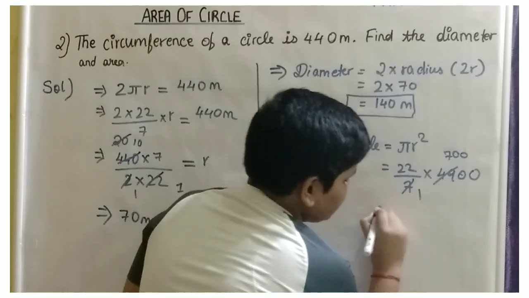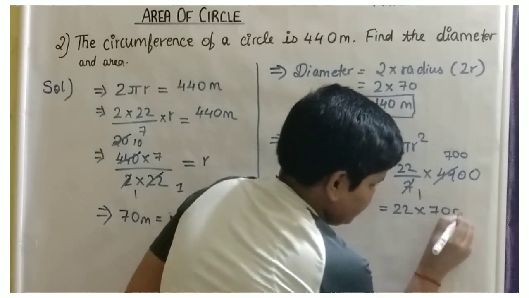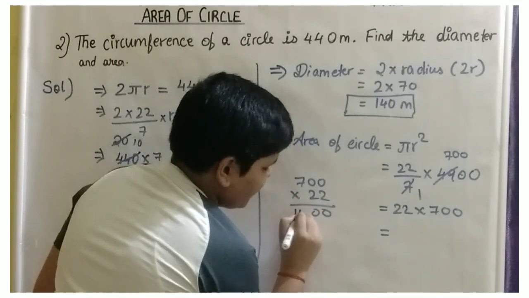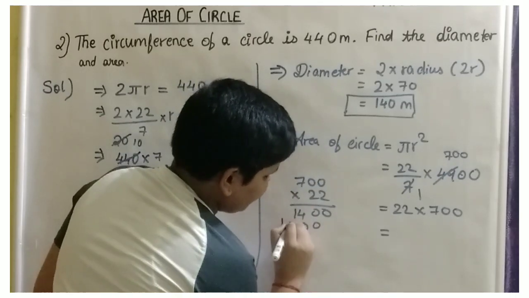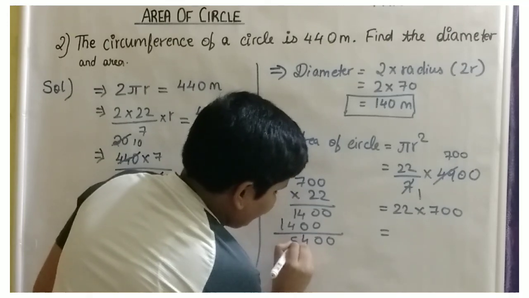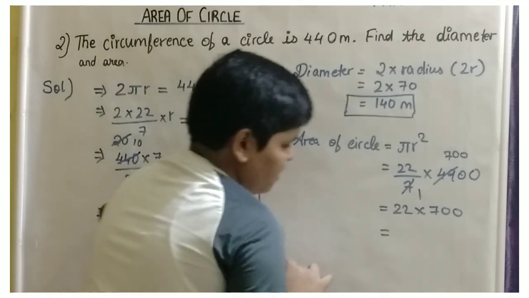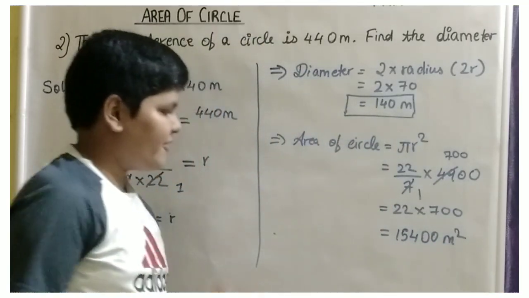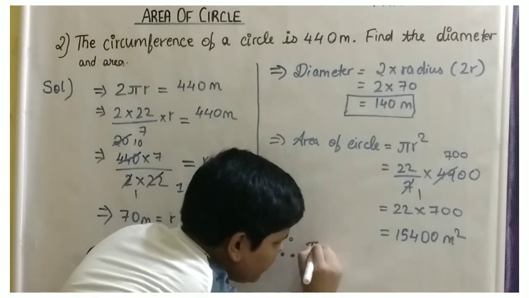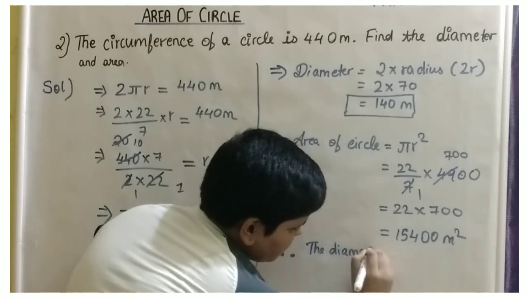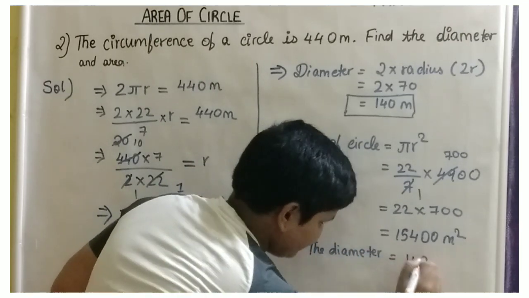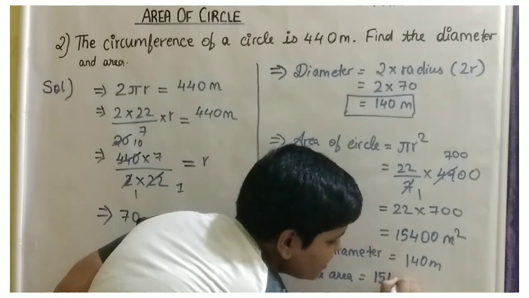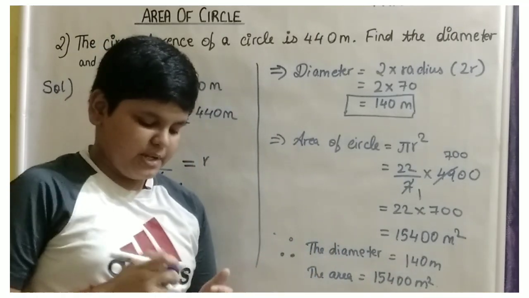7 ones are 7, 7 sevens are 49, balance 2 zeros. So that is 22 into 700, which will be equal to 700 into 22. 2 sevens are 14, 2 zeros are 0, 2 fours are 14. We get 15400 meter square. So our final answer, that is thus the diameter is equal to 140 meter and the area is equal to 15400 meter square. This was our second problem.